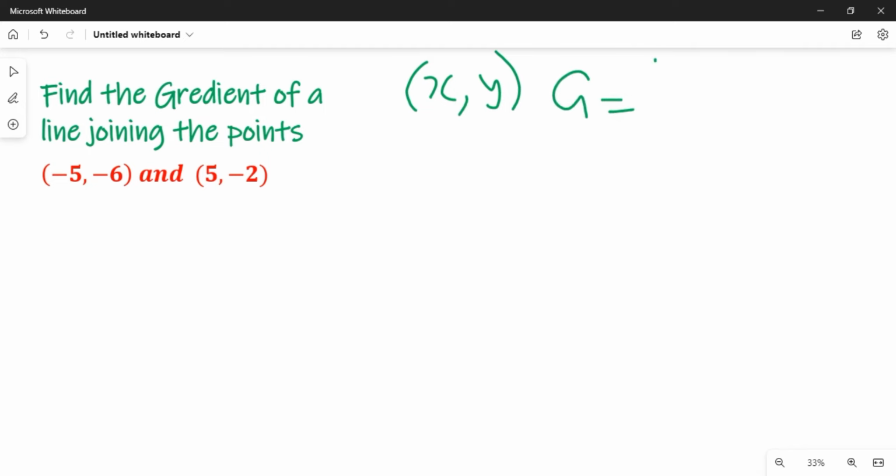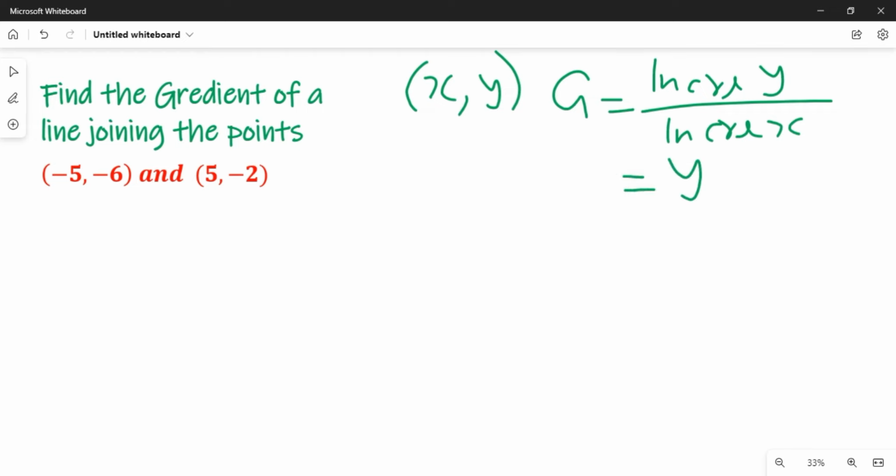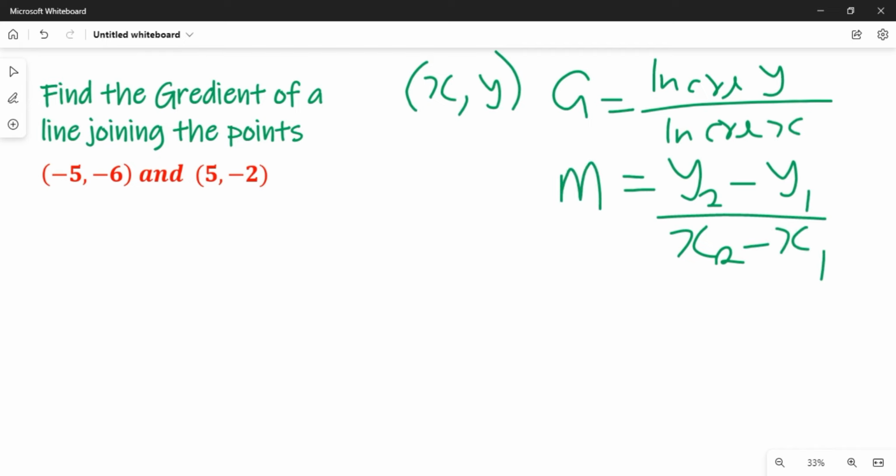g is equal to the increase in y value all over the increase in what? The increase in the values of x in any straight line graph. So that will give us a gradient. That will make our gradient equal to increase in y, which is y2 minus y1, and our increase in x will be x2 minus x1. And the gradient will be represented by m. That's the equation of the gradient of a line joining 2 points.